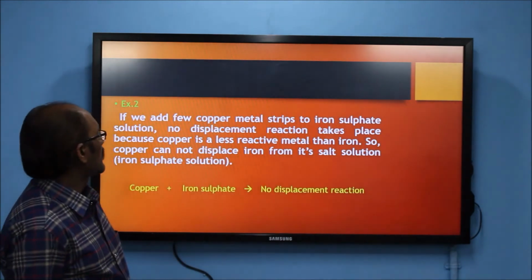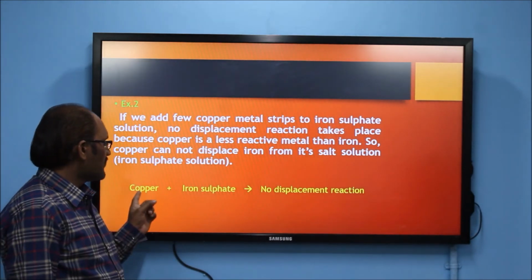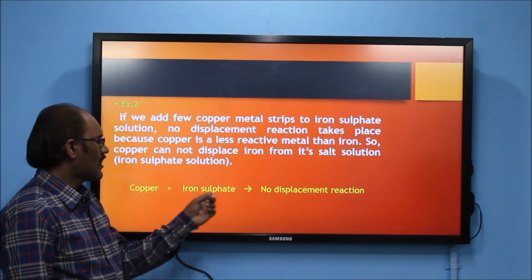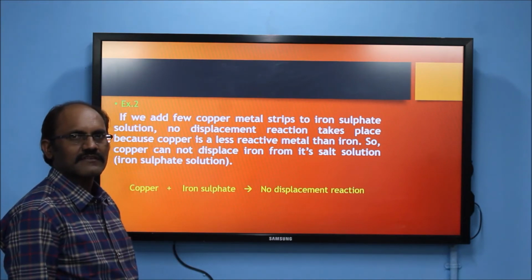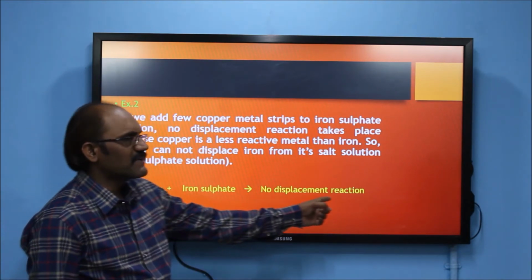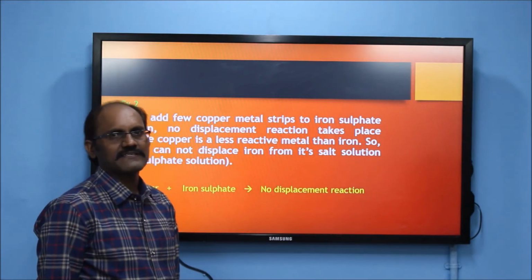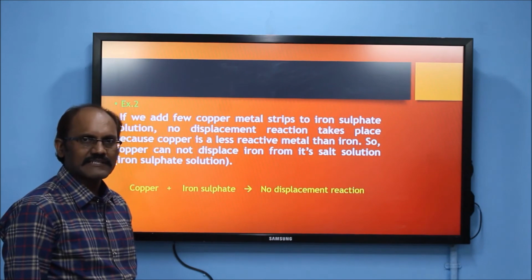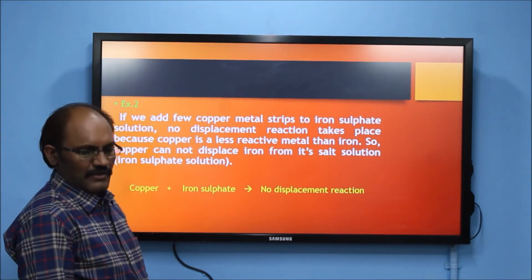Another example, if we see copper metal strips when added to iron sulfate solution, then no displacement reaction takes place because copper is a less reactive metal than iron.